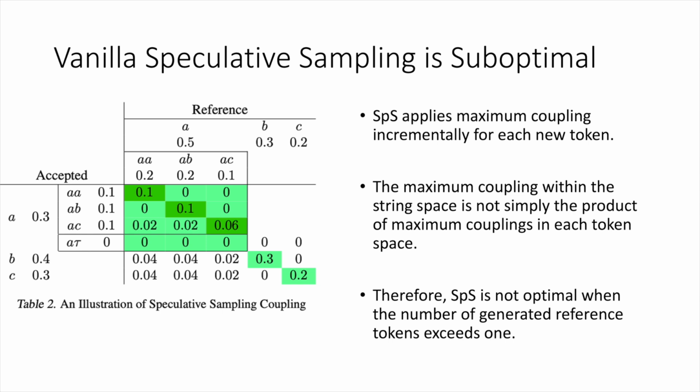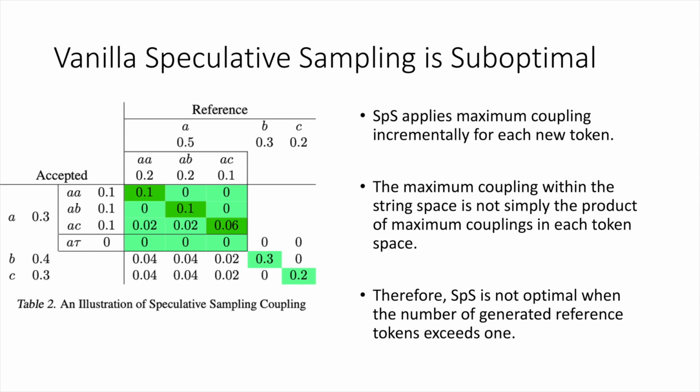Before we dive into the details of our new method, it's important to understand why the conventional speculative sampling approach is suboptimal. Speculative sampling applies maximal coupling incrementally for each new token. It doesn't take into account the overall structure of the generated text. And the final coupling is the direct product of the maximal coupling for each token. The table on the left shows an example of coupling achieved by conventional speculative sampling when there are two draft tokens.